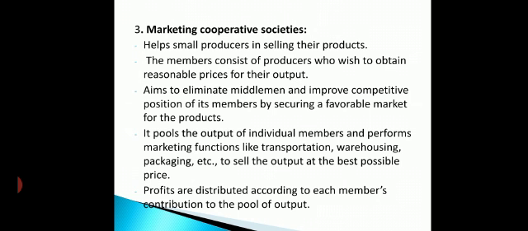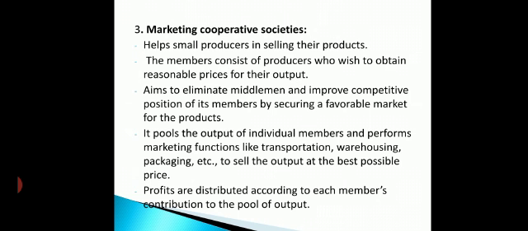It pools the output of individual members and performs marketing functions like transportation, warehousing, packaging, etc. to sell the output at the best possible price. Profits are distributed according to each member's contribution to the pool of output.